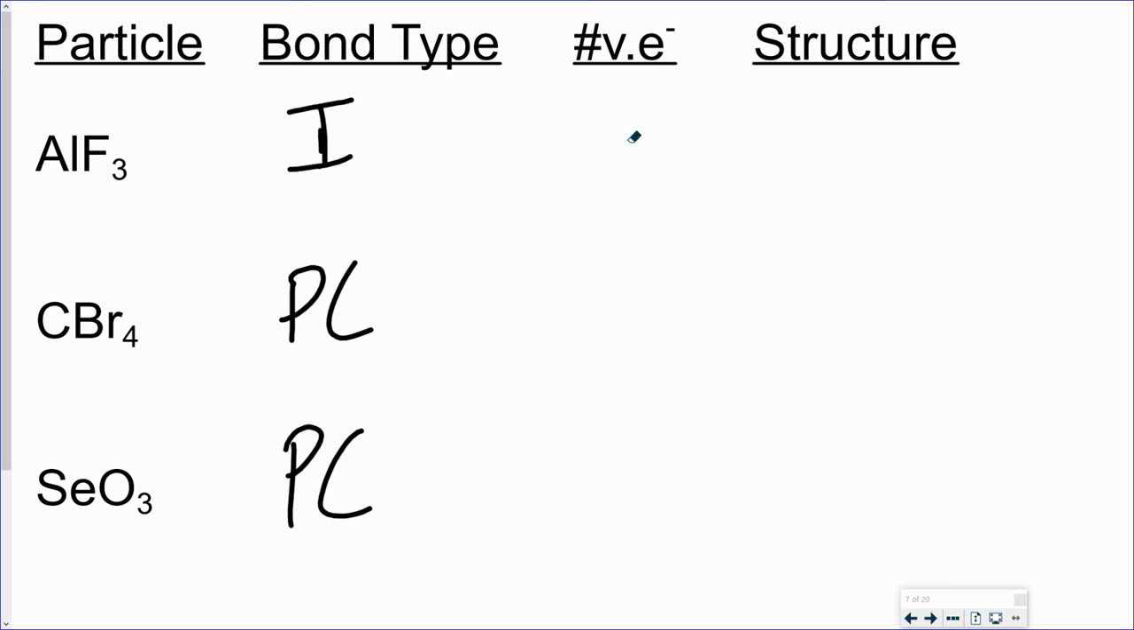Now we're adding up valence electrons. We just need the numbers. So aluminum has 3. Fluorine has 7 apiece. 7 times 3 is 21, plus 3 is 24. With carbon and bromine, carbon has 4, bromine has 7. 7 times 4 is 28, plus 4 is 32.